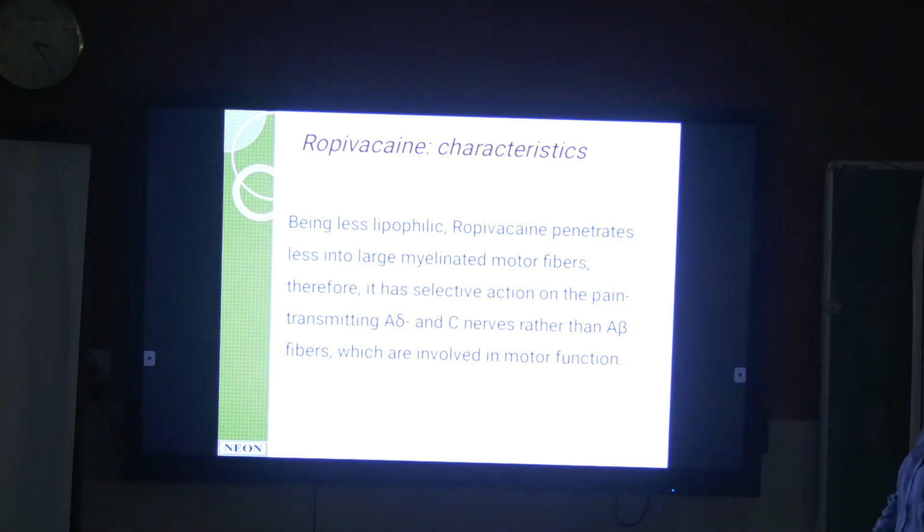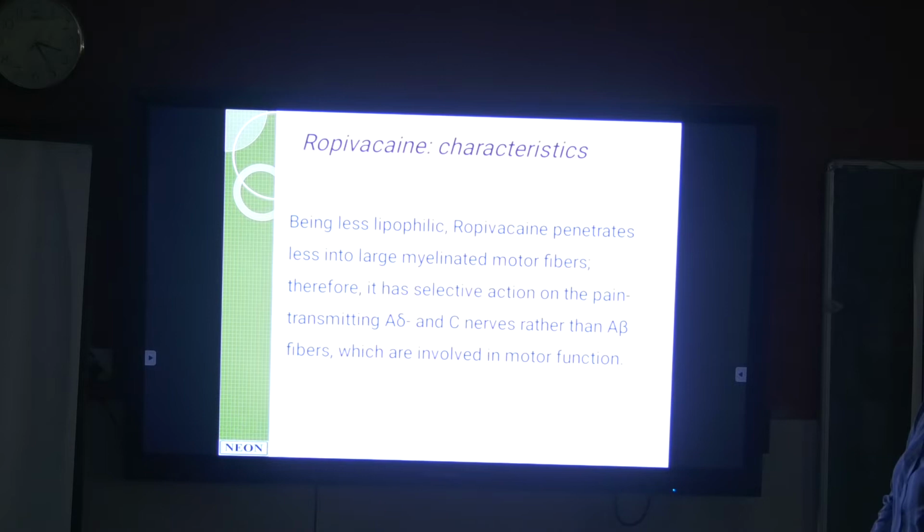Ropivacaine, being less lipophilic, penetrates less into large myelinated motor fibers. Therefore, it has a selective action on the pain transmitting A delta and C nerves rather than A beta fibers, which are involved in motor function.